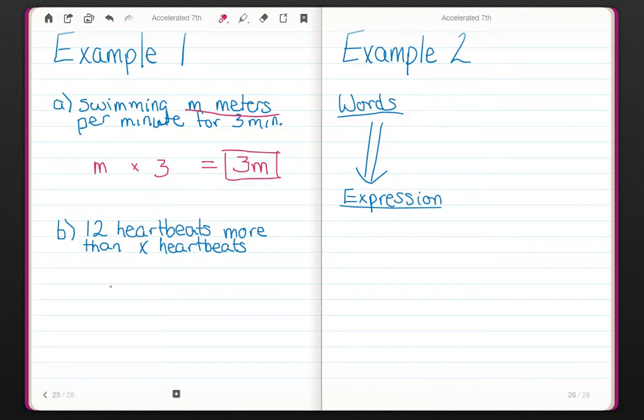Problem B asks us to write an expression for the word phrase 12 heartbeats more than x heartbeats. So I know that I'm going to have x and 12 to involve here somehow, and this word more tells me that I'm going to add. And I'm going to start with x. I have x heartbeats plus 12. This is the expression for 12 more than x. I start with x, and I'm going to add 12 to it.